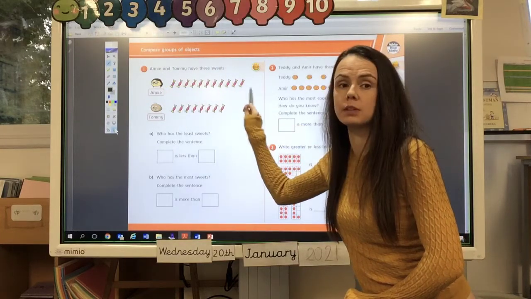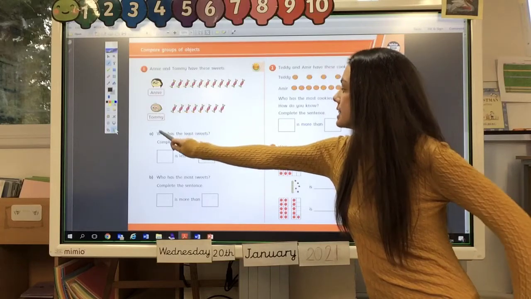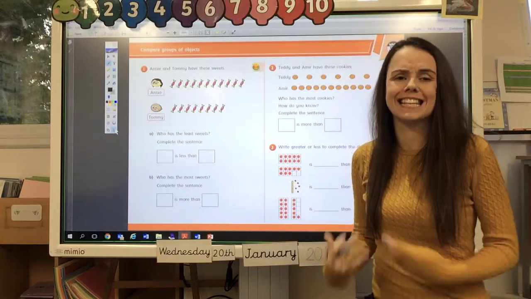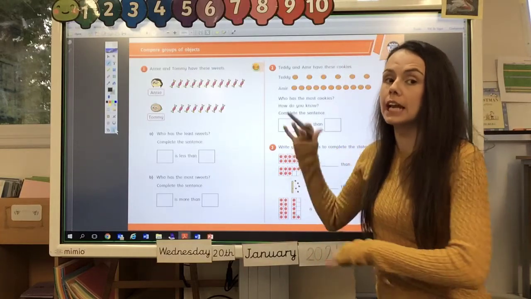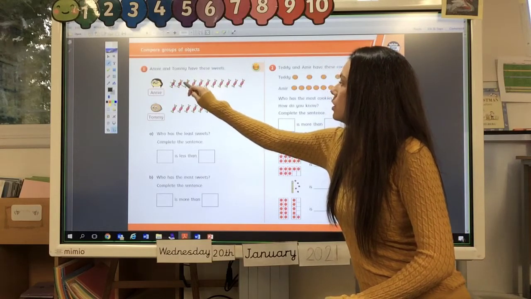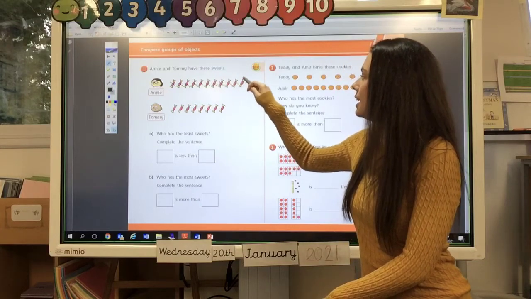Annie has all of these sweets and Tommy has all of these sweets. Now, it says, who has the least amount of sweets? So who has the least? That's the smallest number. Let's count them first. Let's cross them out as we go. 1, 2, 3, 4, 5, 6, 7, 8, 9, 10, 11.